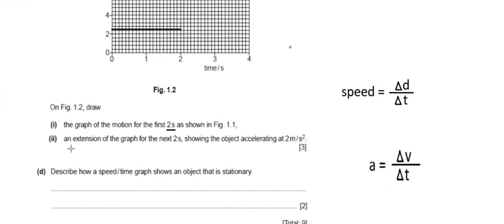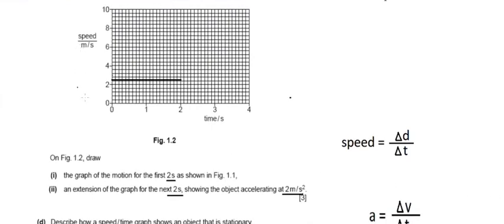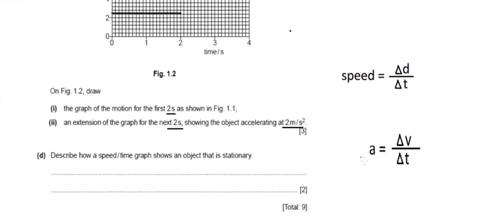The second question, an extension of the graph for the next 2 seconds, showing the object is accelerating at 2 meters per second squared. So how to draw this kind of graph? Okay, so this is a speed time graph, and we know that in the speed time graph, the slope is nothing but the acceleration. Okay, so acceleration is change in speed divided by the change in time. That is nothing but the change in y-axis divided by change in x-axis.